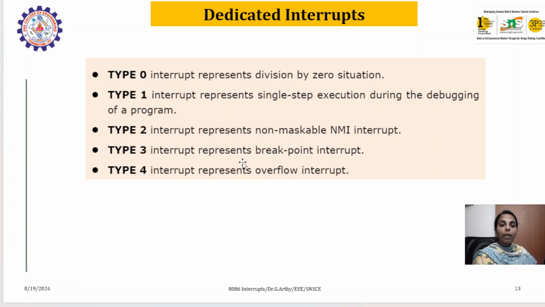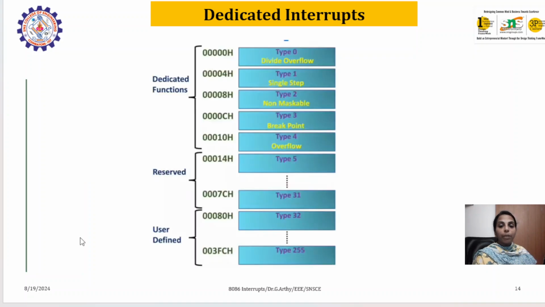When writing code, we will have breakpoints, wherein at those places a compilation will be done and the program will be checked for any errors, that is, debugging takes place. Then type 4 is an overflow interrupt. Whenever we do an operation on signed numbers, overflow can occur. If any overflow occurs, then the type 4 interrupt will be enabled. This is how it has been categorized. Of the 256, the first 5 are for dedicated functions, then these are reserved by Intel, and these are used for user defined functions.